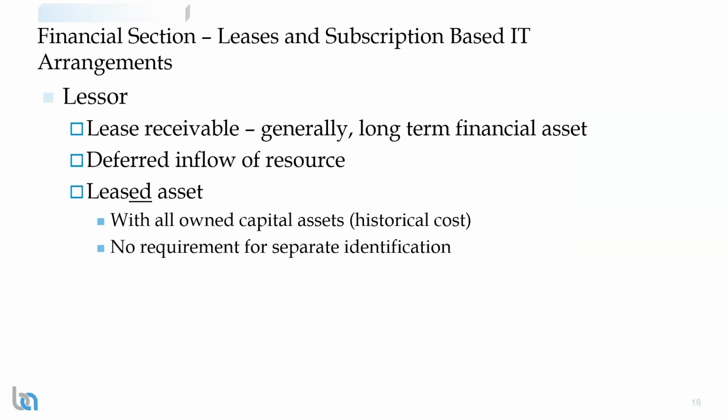In other reporting for the lessor, you have a lease receivable. You should have a deferred inflow of resources. And with regards to the capital assets that are being leased, this would be reported with capital assets at historical cost. So nothing really changes. If you have a building that you're leasing out, you just report the building as your capital asset. There's nothing else to disclose or report separately. Okay, so not a lot of items there.